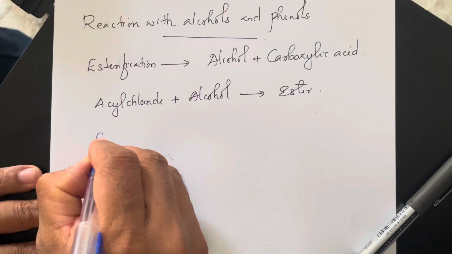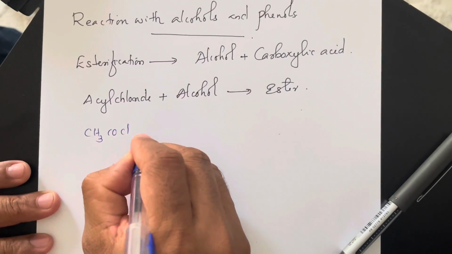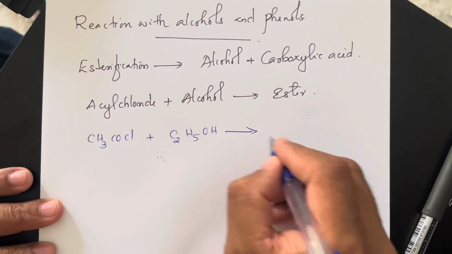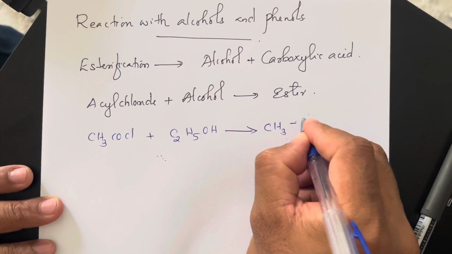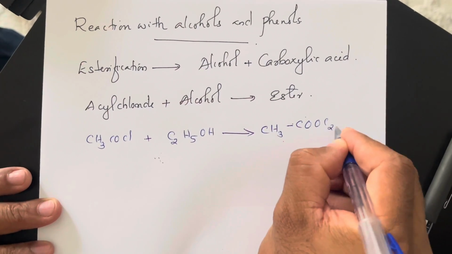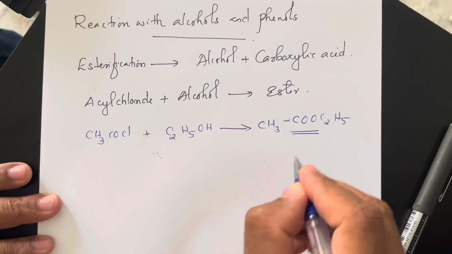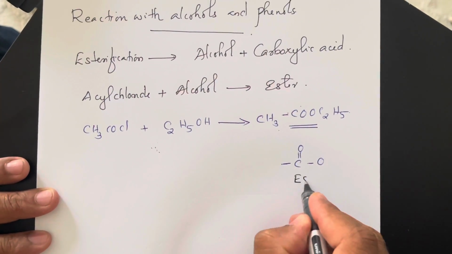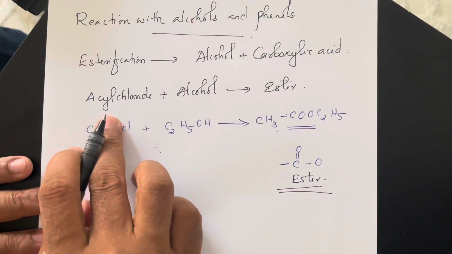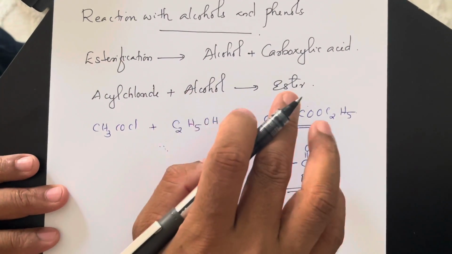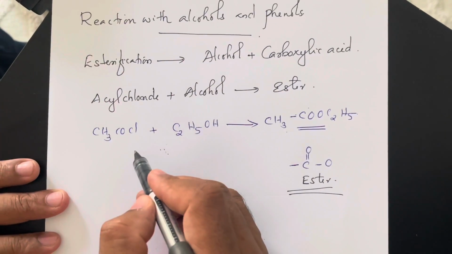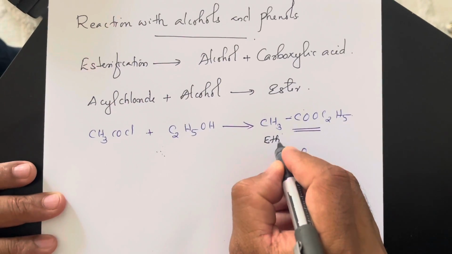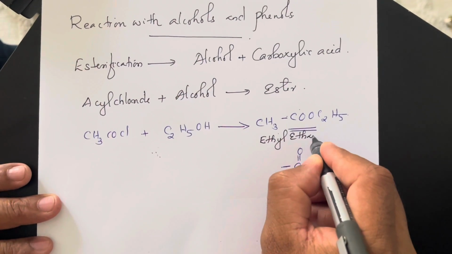For example, ethanoyl chloride, CH3COCl, reacts with ethanol, C2H5OH, to give CH3COOC2H5. This COO functional group is the ester functional group. Look, acyl chloride reacts with alcohol to form an ester. For example, ethanoyl chloride reacts with ethanol to form ethyl ethanoate.